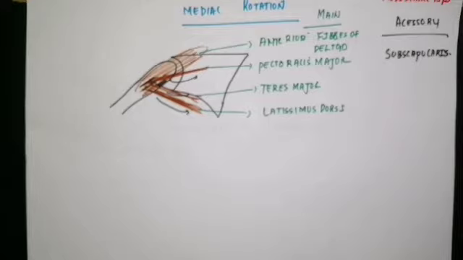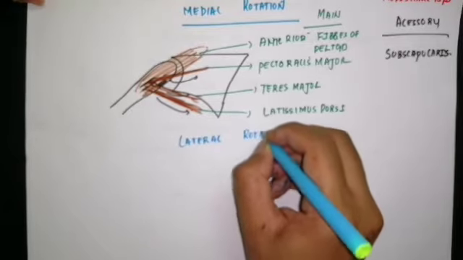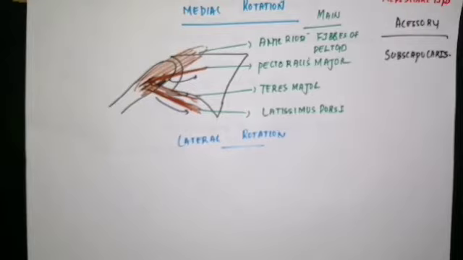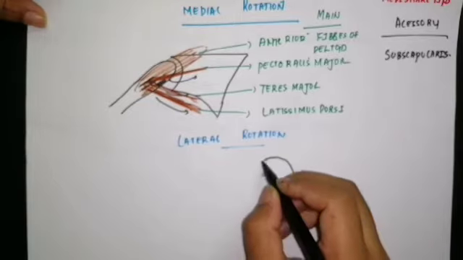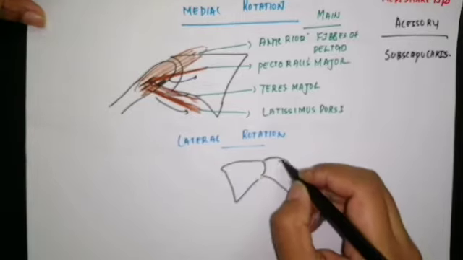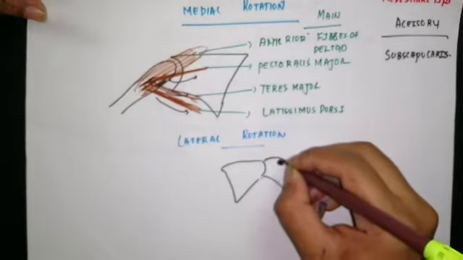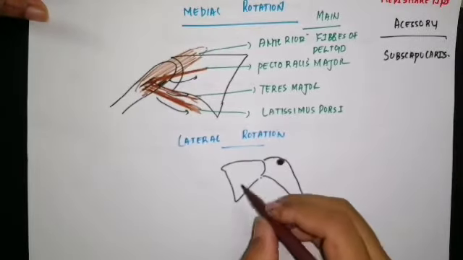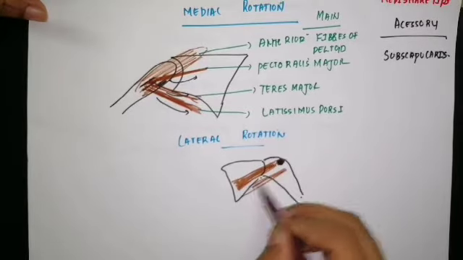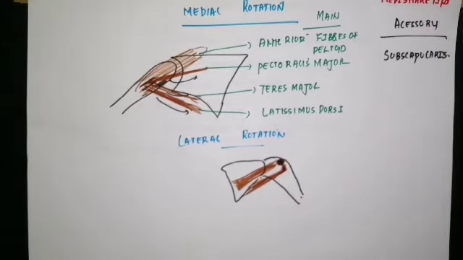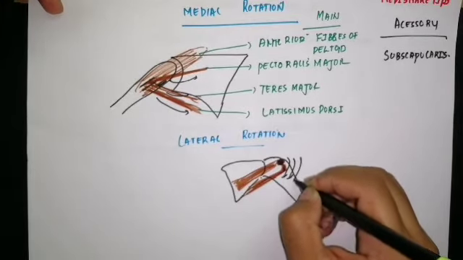Now we discuss lateral rotation. So this is the posterior aspect of the greater tubercle. There are two muscles which are attached to the posterior aspect of the greater tubercle. These are the infraspinatus muscle and the teres minor muscle attached to the posterior aspect. This will be pulling the humerus laterally, so it will cause lateral rotation.